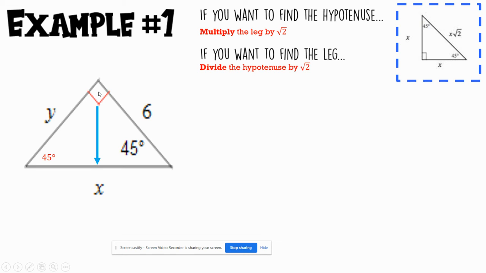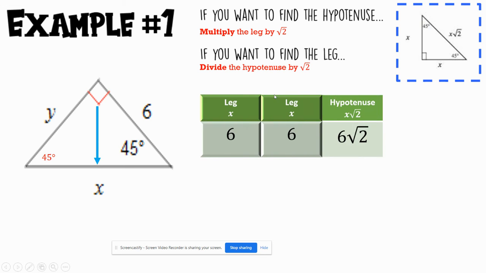And if I want to find the hypotenuse, if I want to find the side length that's across from that right angle, I'm going to take the leg, which was 6, and I'm going to multiply by the square root of 2. So look at my table. This is how I like to set it up. I've got the leg, hypotenuse. You can even add in like the 45 degree part too. That's always a good idea.